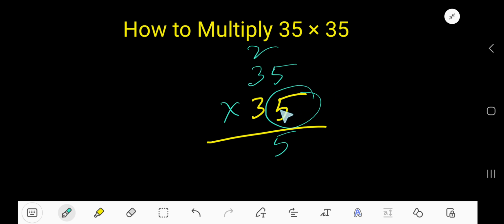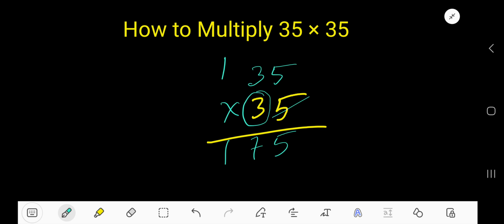Then write 5 times 3, 15. 15 plus 2, that is 17. Write 7 and carry 1 to the next column. We have nothing here, so 1 will come here. Then, we have done with 5.